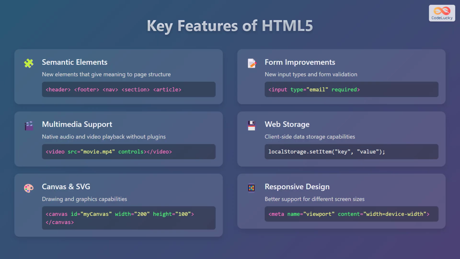Multimedia support enables native audio and video playback without the need for plugins, using the video tag with the source and controls attributes. Canvas and SVG offer drawing and graphics capabilities, as demonstrated by the canvas tag with specified height and width. Form improvements include new input types and form validation, like the email input type with the required attribute.